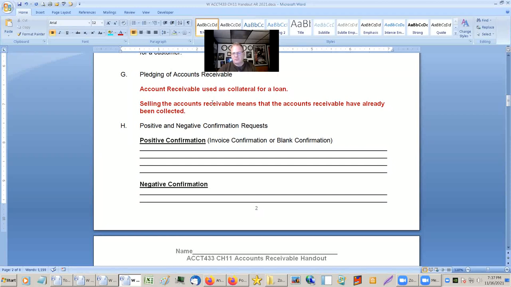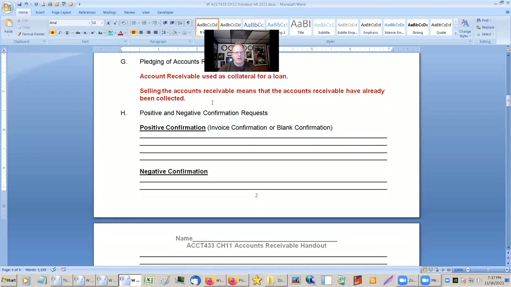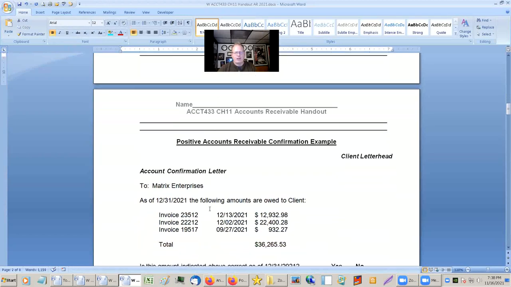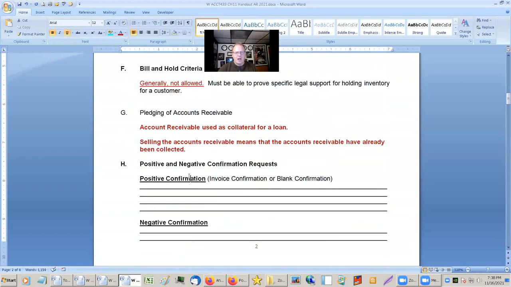Okay. Then enough auditing for tonight, I think so. And these confirmations, we'll go into that in more detail. These were actually tested quite a bit on the CPA exam, the confirmation. So we'll spend more time on that. We wouldn't be able to get through it tonight anyway. So we'll leave that for next time.